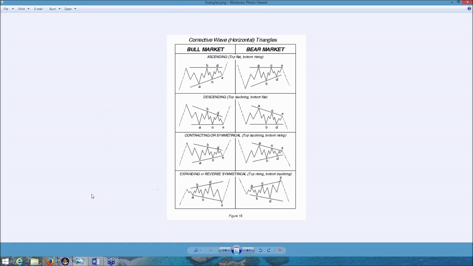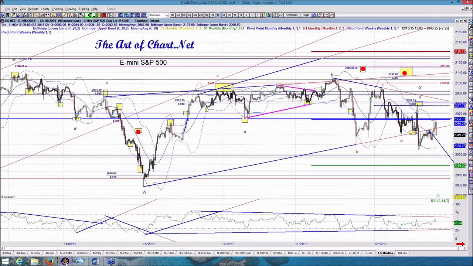So those are the 3 basic patterns we're going to look at. If anybody has any questions, post them, and I'm going to ask you guys some questions as well. So with that as an introduction, let's get to the E-mini.